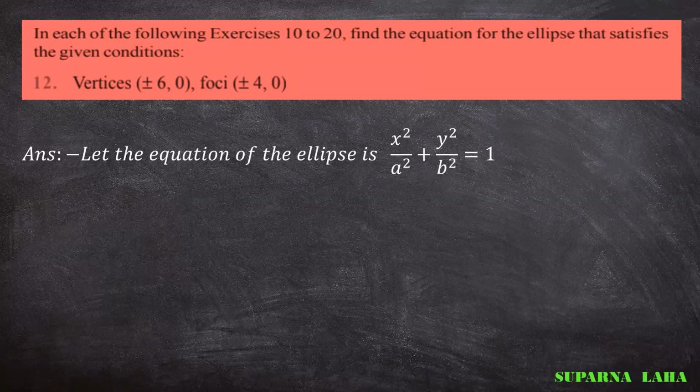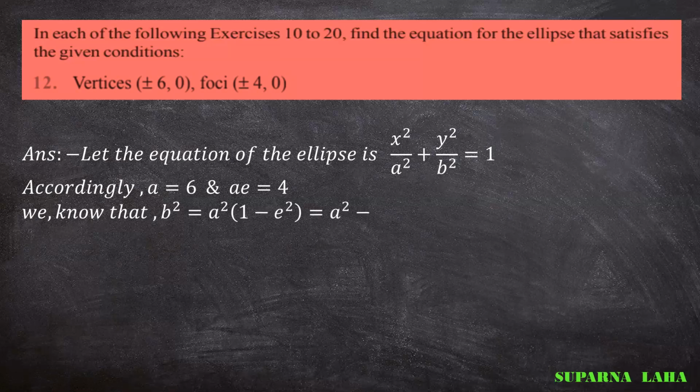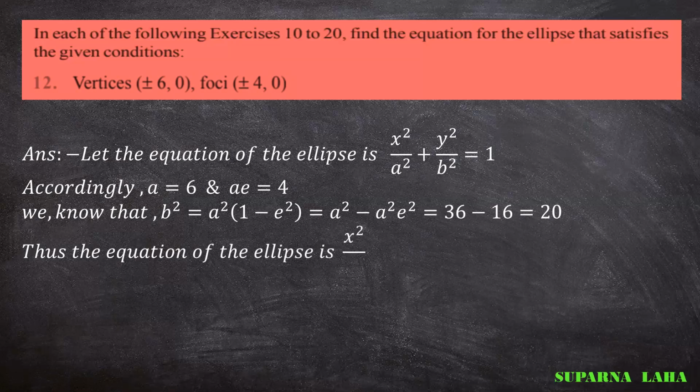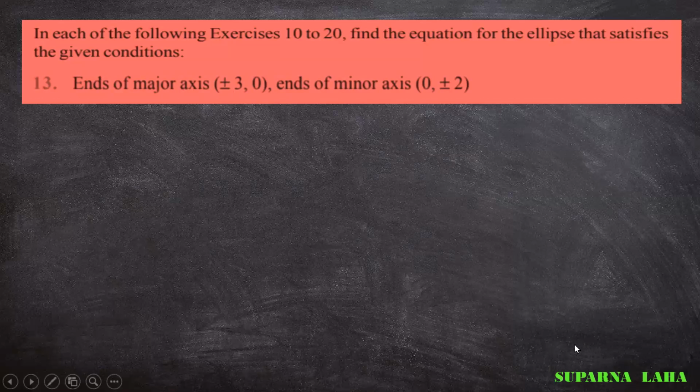Now comparing the given information and the general equation of the ellipse, according to the question we have that a is equal to 6 and ae is equal to 4. Very easy. Again the same thing, just find b square, that is a square into 1 minus e square. Put the values and find b square, and write the equation of the ellipse, which is x square by 36 plus y square by 20 equals to 1. So the questions are very easy. The information about the ellipse is given, and you need to find the equation of the ellipse. Moving to the next question, question number 13.